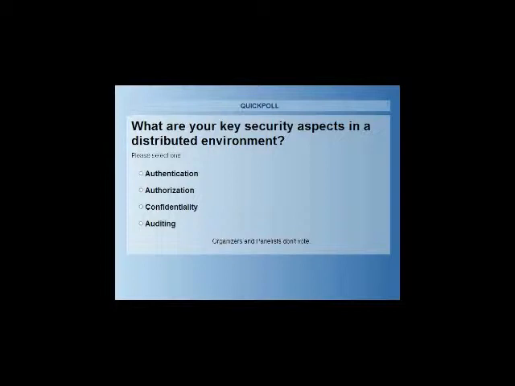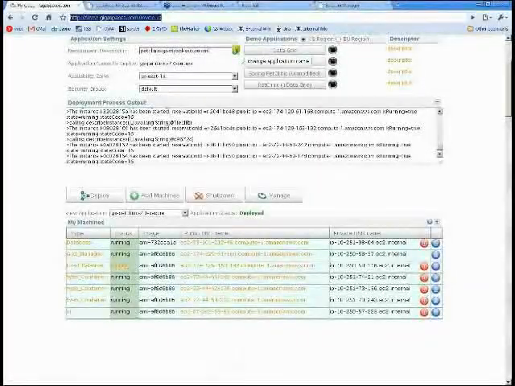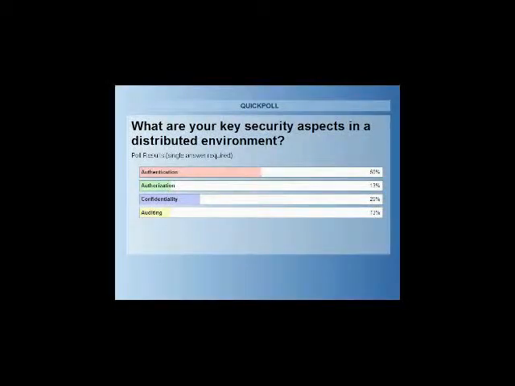Okay, we have 73% voted. So those of you who haven't responded yet, please tell us what you think. Okay, I'm closing the poll in 5 seconds. And the poll is closed. So now let's see what we've got. We have 50% voted for authentication and 25% voted for confidentiality. Okay, Uri, we are ready to continue.